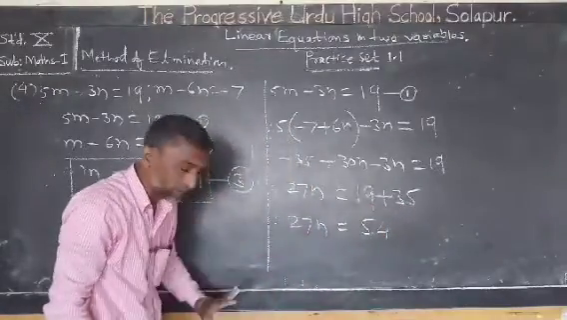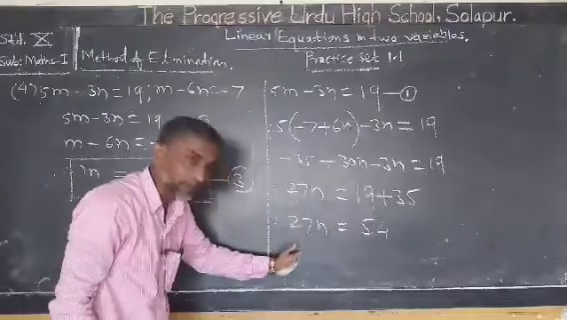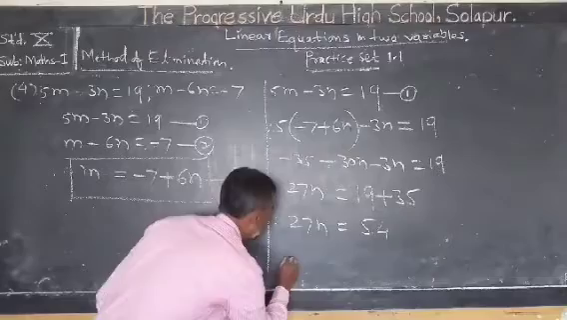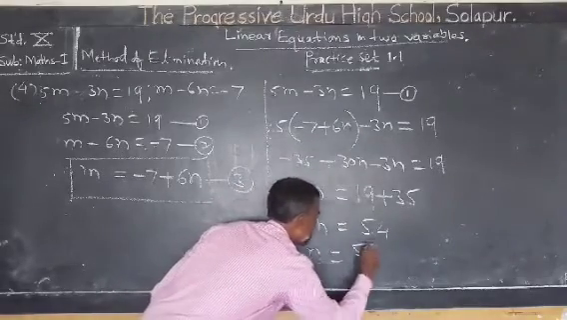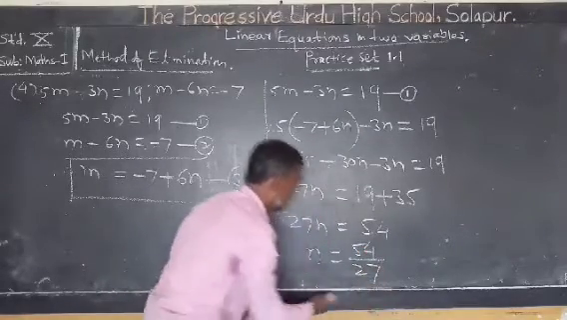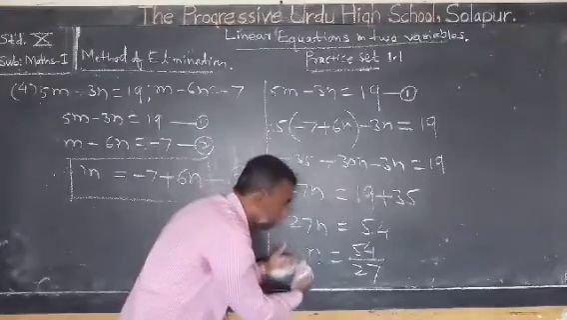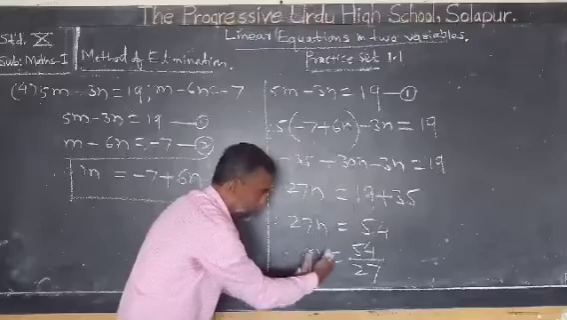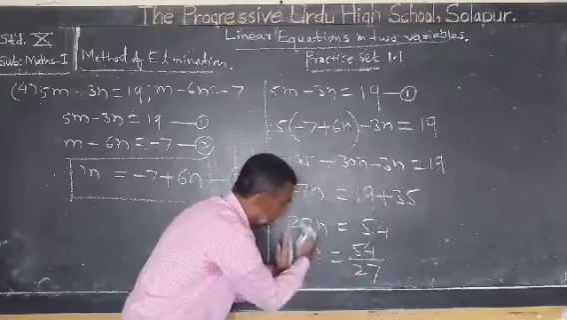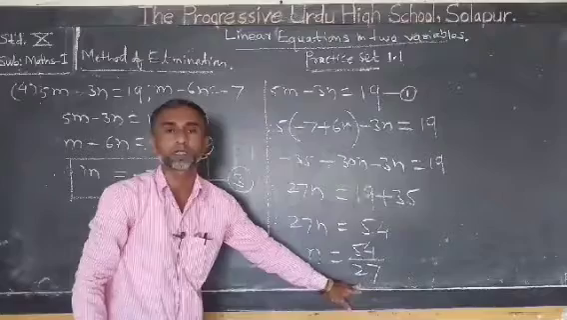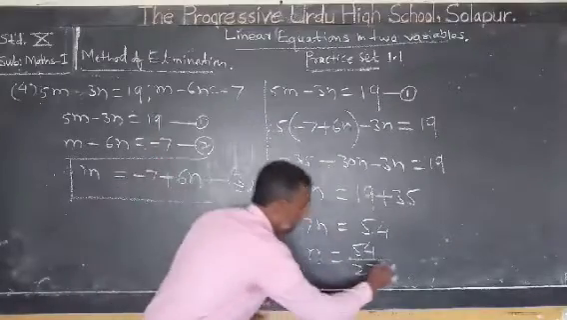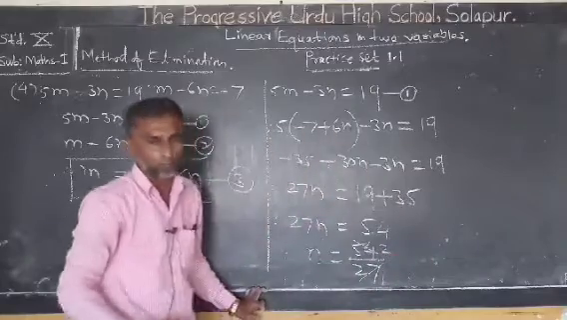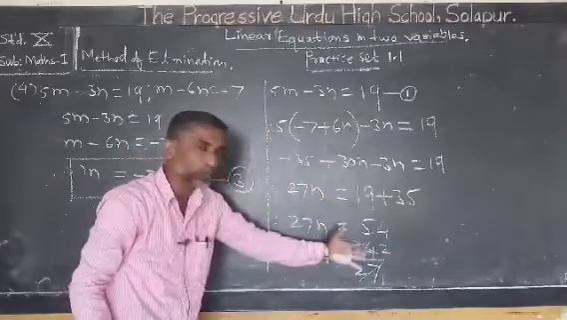Now we want the value of n. We should eliminate 27. For that, divide each side by 27. Therefore, n is equal to 54 upon 27. In other words, take this 27 to right hand side; it will go in the denominator. Now divide by 27. 27 ones are 27, 27 twos are 54. Now n is equal to 2.